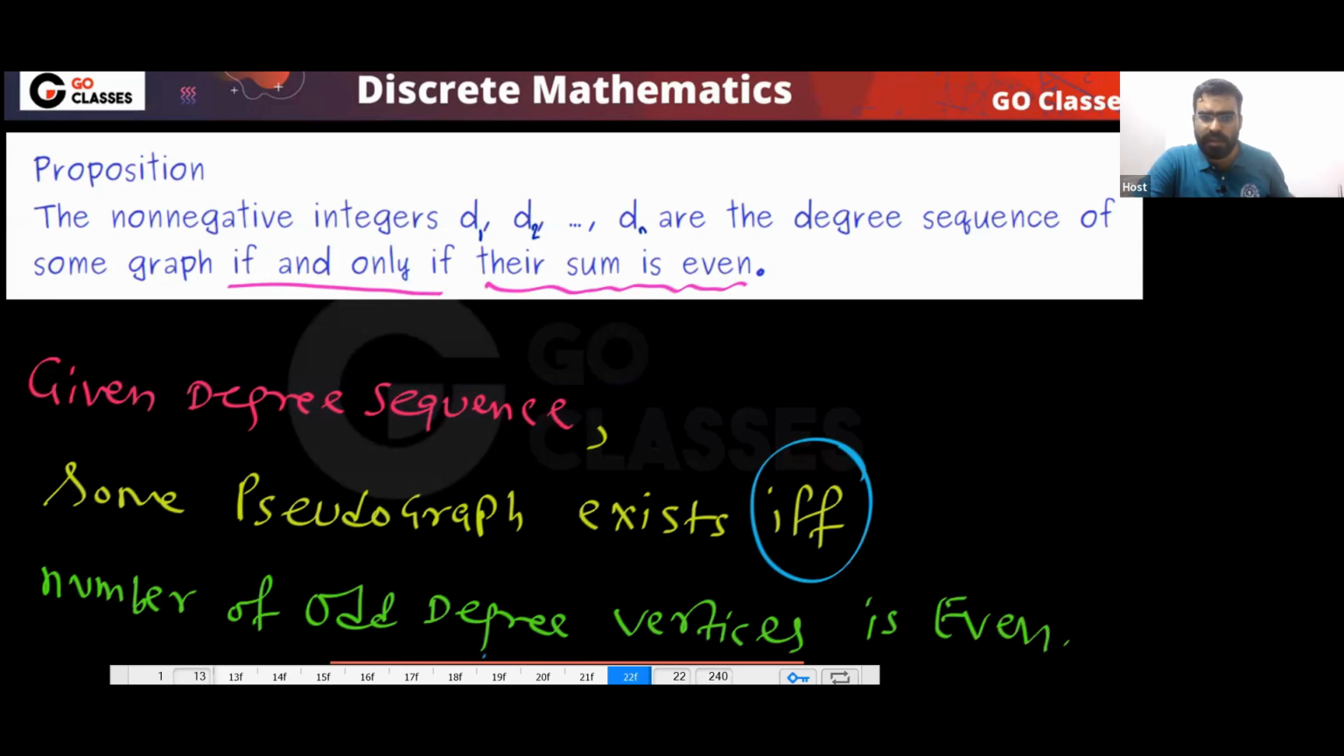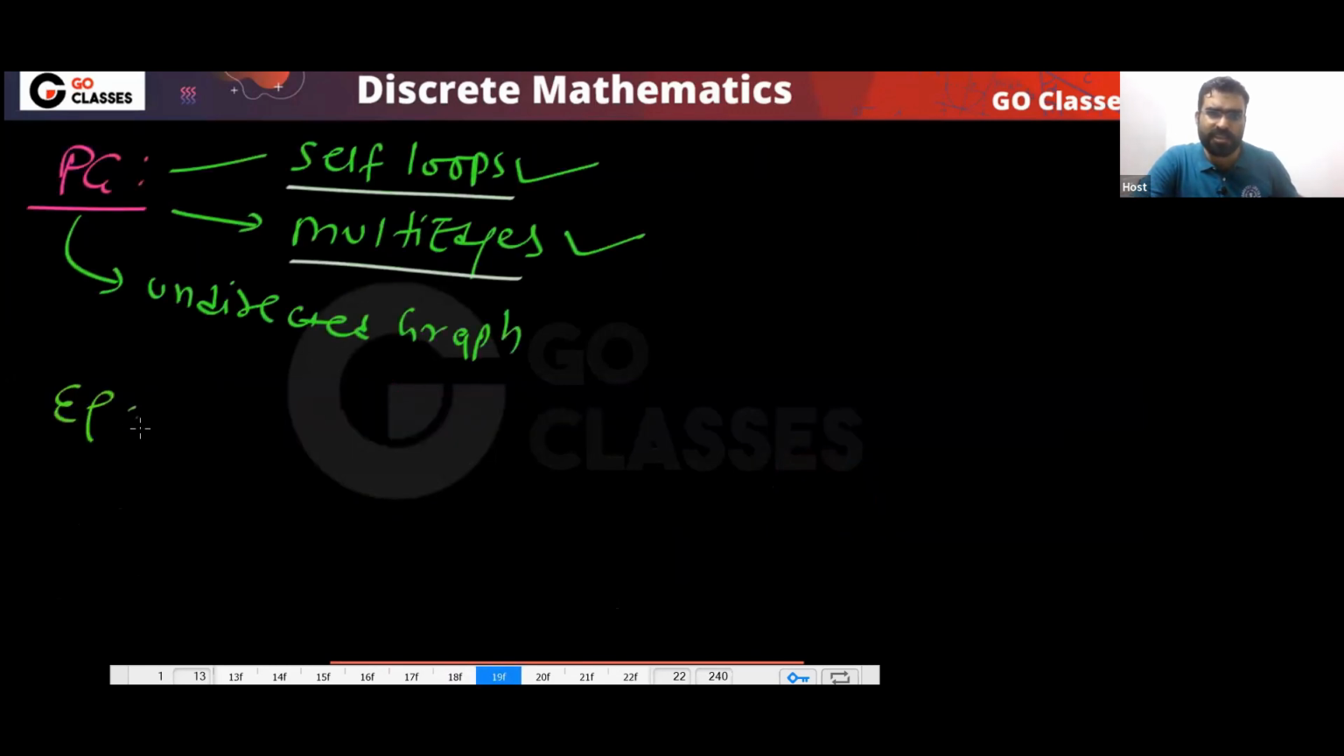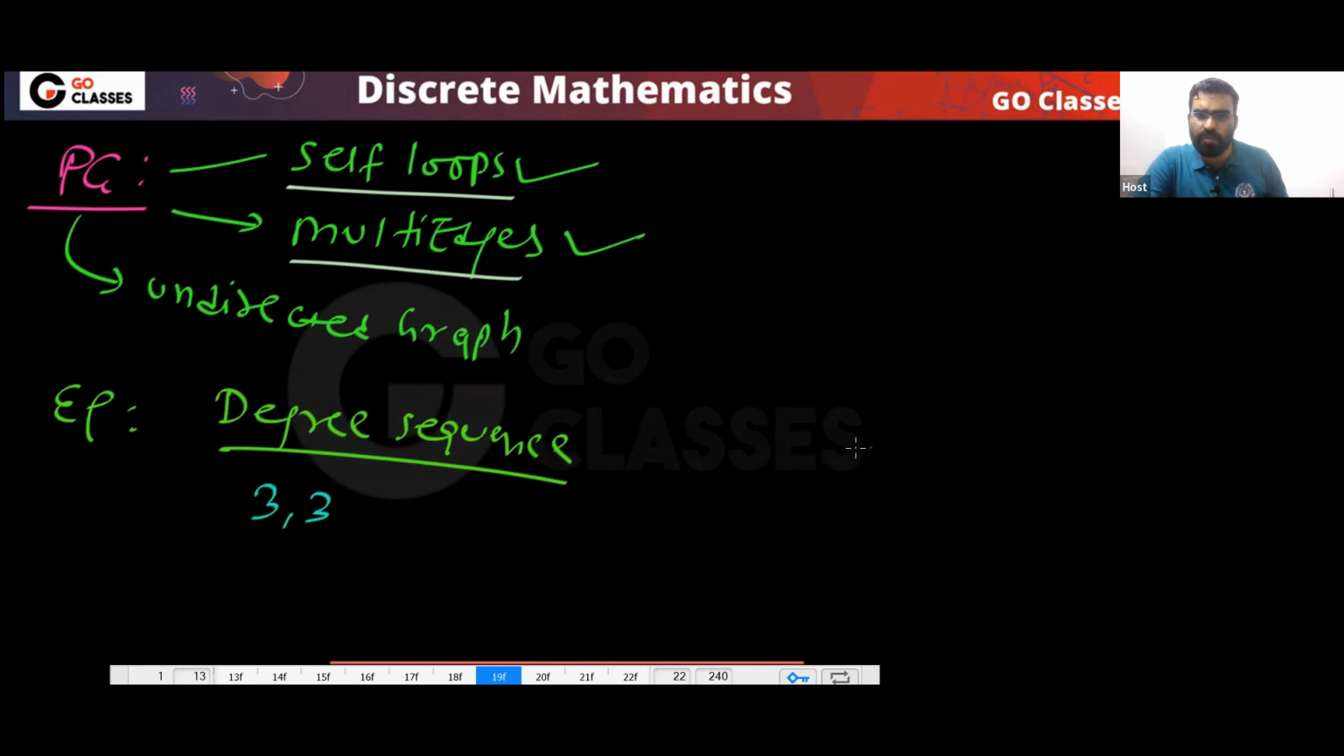Now you can notice, for example, let me give you a degree sequence, and can you give me a graph? On one side I am giving you a degree sequence, and on the other side, can you give me a pseudograph? If I give you the degree sequence 3, 3, can you create a pseudograph? Yes, very easily you can create a pseudograph.